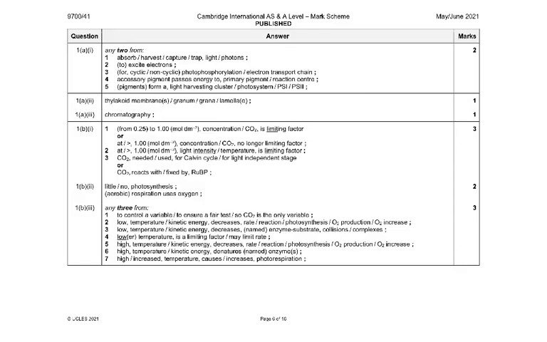You can go through all the points here and see the points that I have been discussing. You can pause the video here and have a look at all this. This is the last point I said, to control a variable to ensure a fair test. Then I said low temperature, kinetic energy decreases, so rate of reaction or photosynthesis decreases. Low temperature, kinetic energy decreases, so enzyme substrate collisions will decrease.